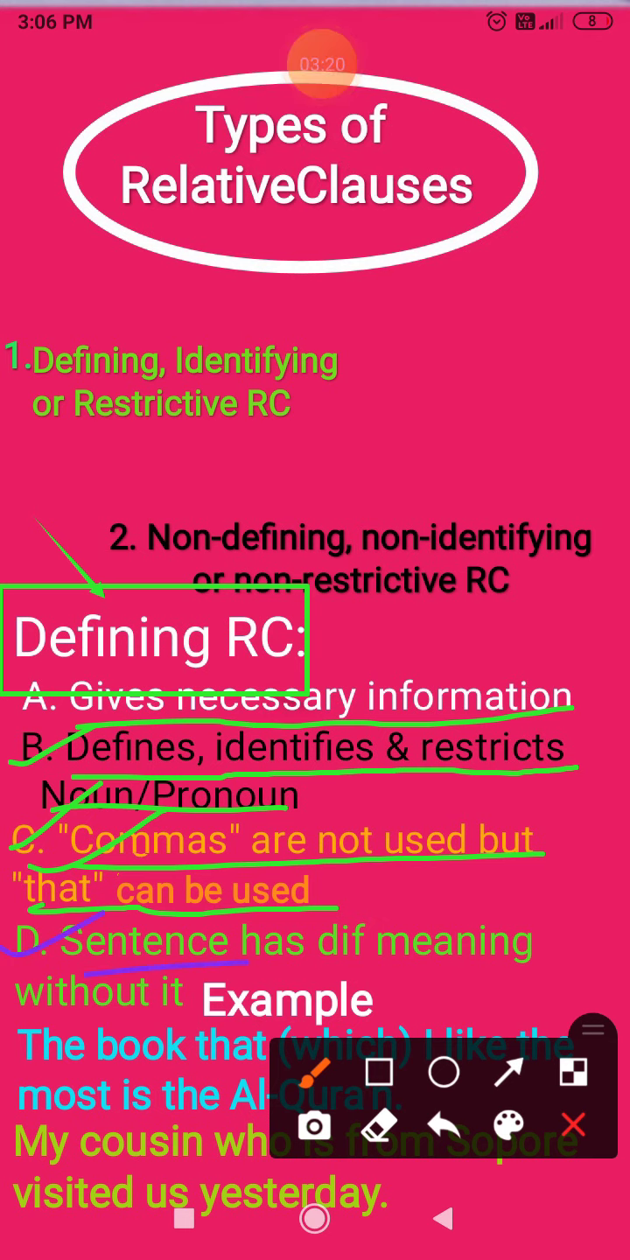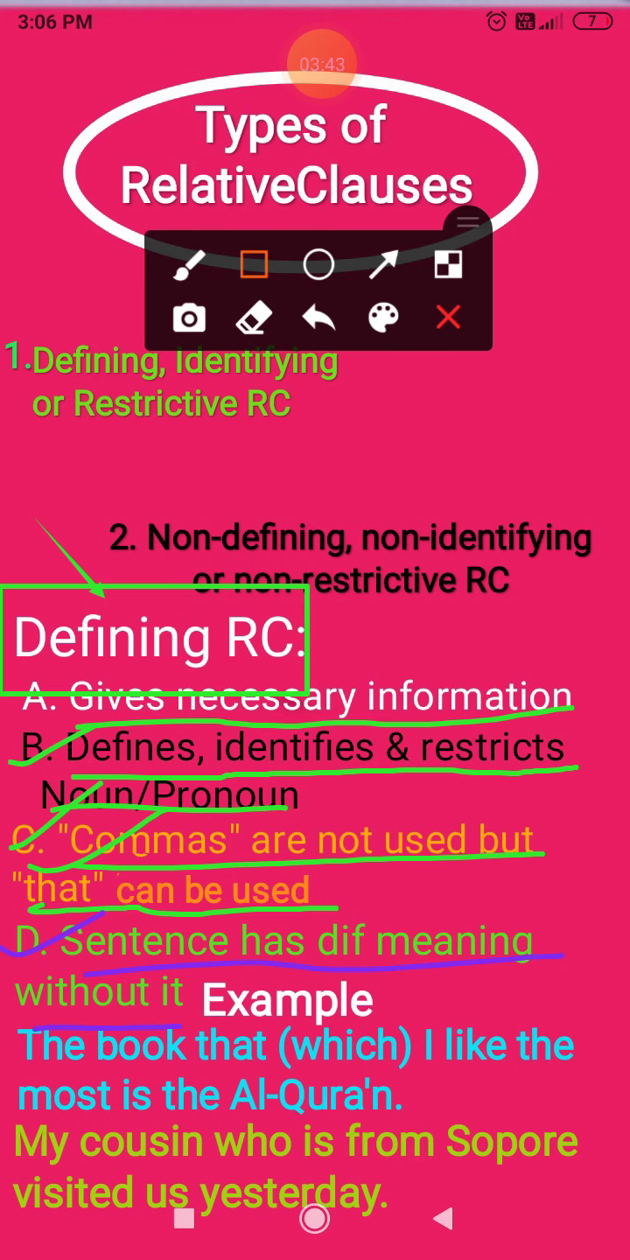Fourthly, the sentence has different meaning without the relative clause. If we remove the relative clause from the main sentence, अगर हम इसको sentence से remove करें तो what will happen? It will have different meaning without it. इसकी meaning बदल जाएगी उस sentence की.